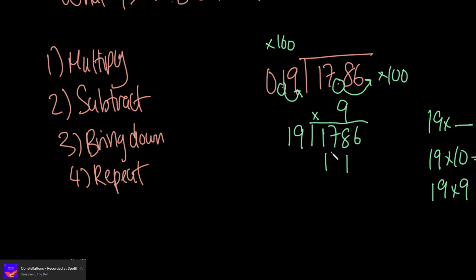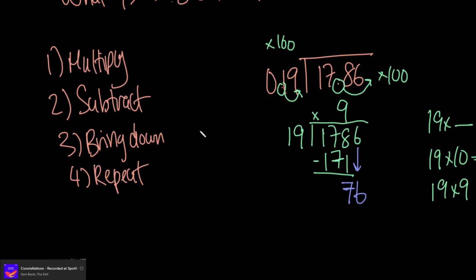Now subtract: 178 minus 171. 8 minus 1 is 7. We bring down the 6 and then multiply again. So what goes into 76 now?